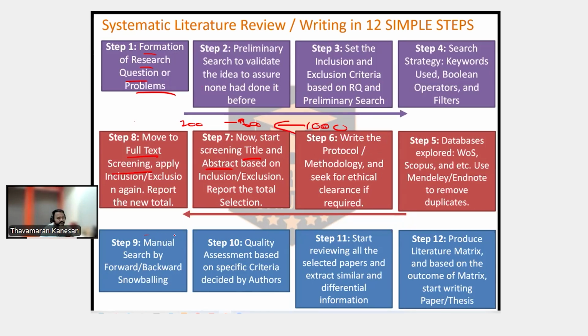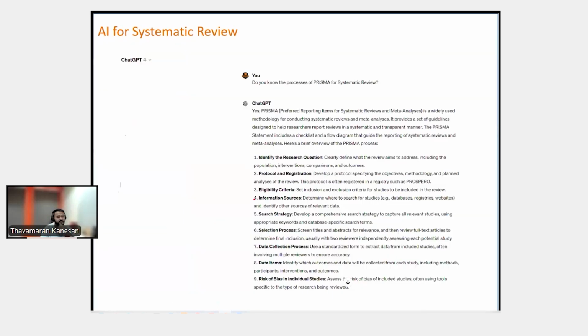From there, if you want to do snowballing, you do. If you don't, it's still okay. Carry out quality assessment. I will normally do snowballing to get more papers. If you don't want to, it's still okay. It's not wrong. Okay? Sorry.